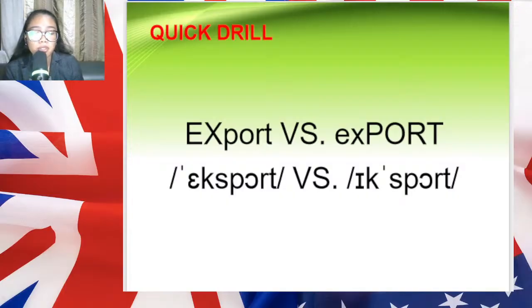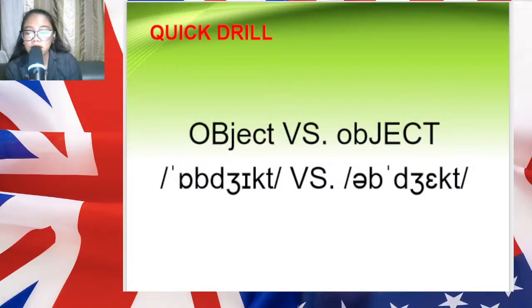Now I'll say one of the two. You listen and decide, is it a noun or a verb? The farmers hope to export their crops overseas. Which one is it? Yes, it's a verb. That's good. All right, let's move on to the next one, of course. We have here object, object.